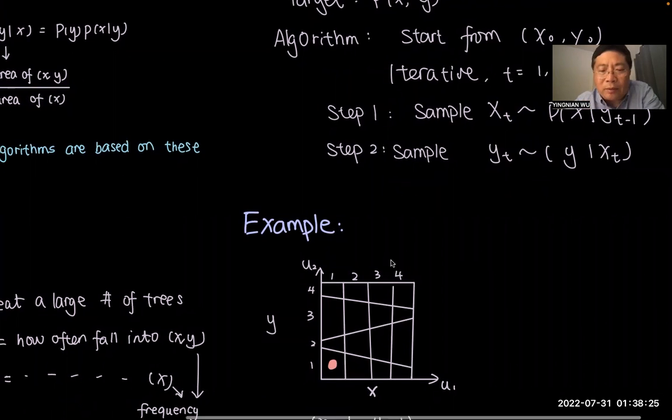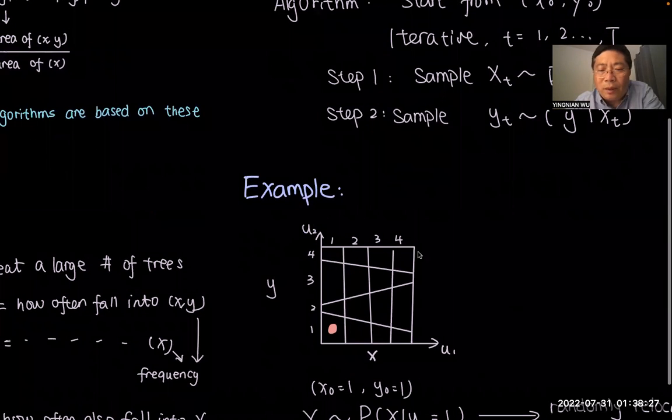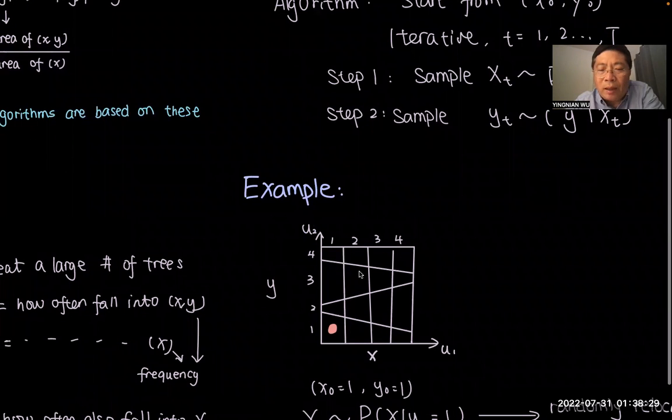Suppose that we want to sample from a distribution Pxy, where Pxy is the same as the area of cell xy. Then in order to do that, supposedly you should have a point randomly sampled from the unit square, or you randomly throw a point into the unit square. You look at the corresponding column and row, and then you get the x value and y value, right?